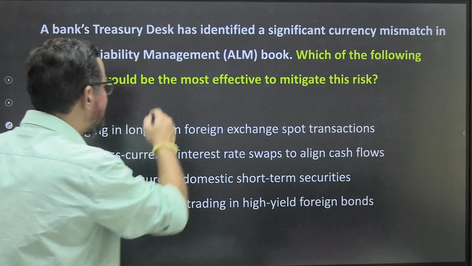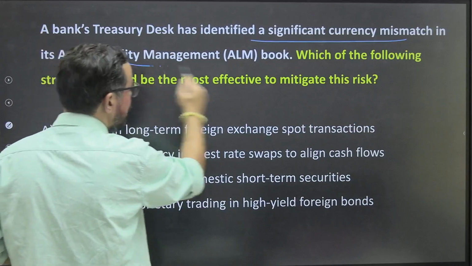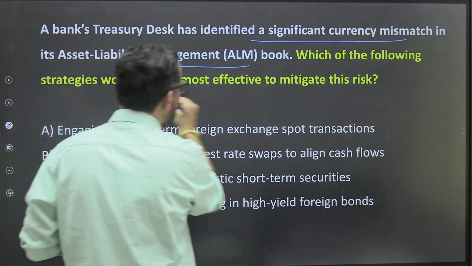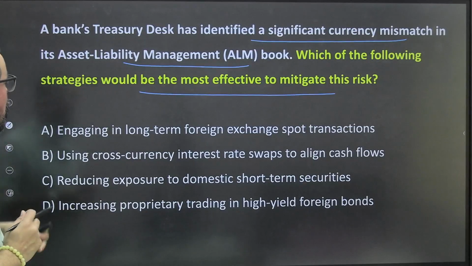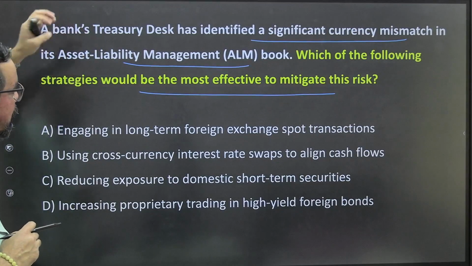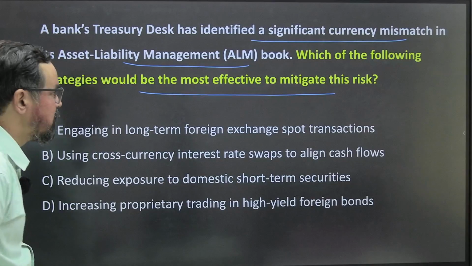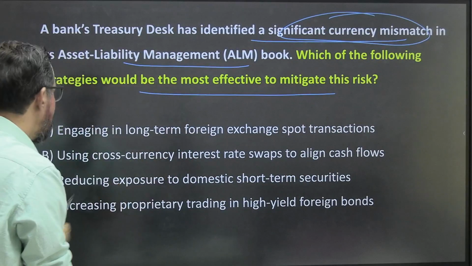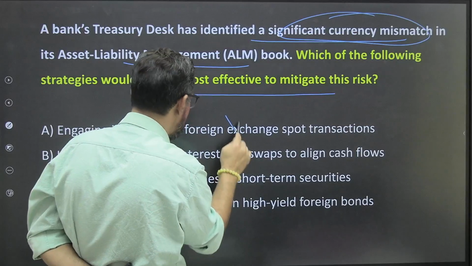A bank treasury desk has identified significant currency mismatch in the ALM book. Which of the following strategies would be most effective to mitigate this risk? So a bank treasury desk has identified significant currency mismatch in the ALM book. Okay, engaging in long-term foreign exchange spot transactions, no.